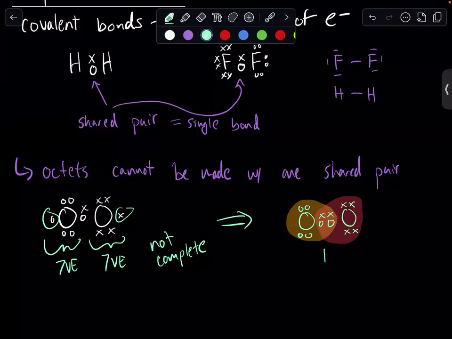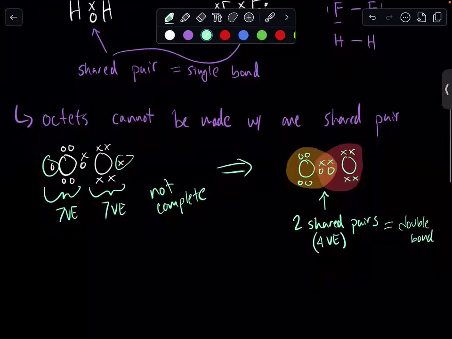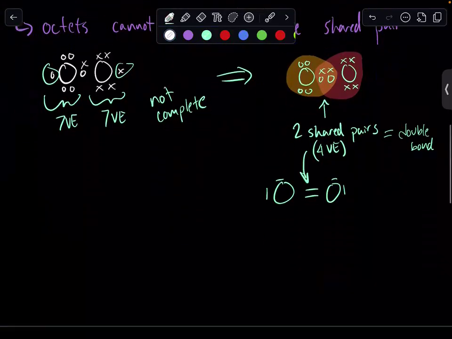We now refer to this as two shared pairs, which, if you can count, that's 4 valence electrons. So a single bond only has two, but now what we call a double bond will have four paired valence electrons. And so we can represent this with our Lewis diagrams like this. And we use two lines. So that's still two shared pairs. And that's what we call a double bond.